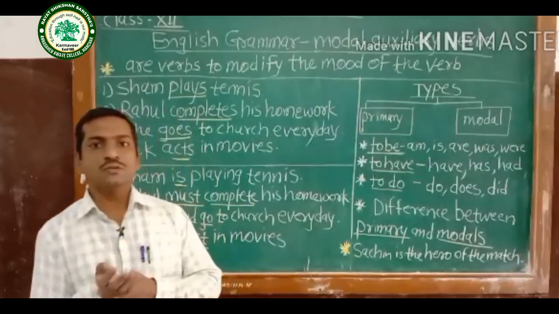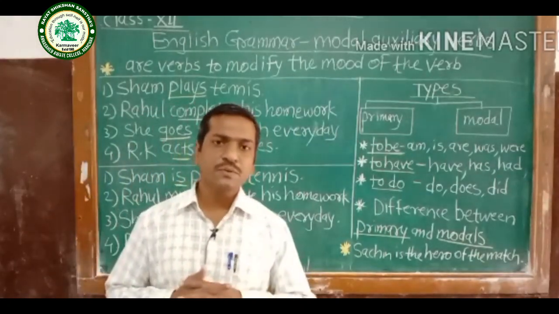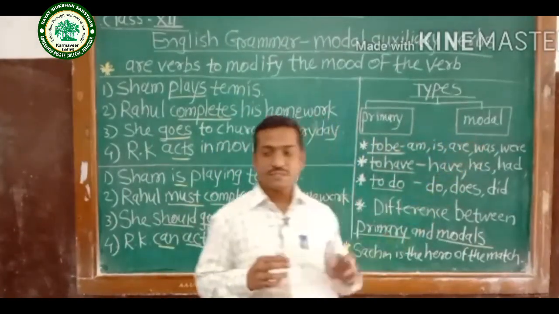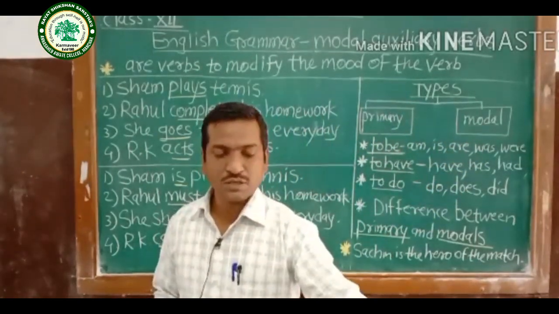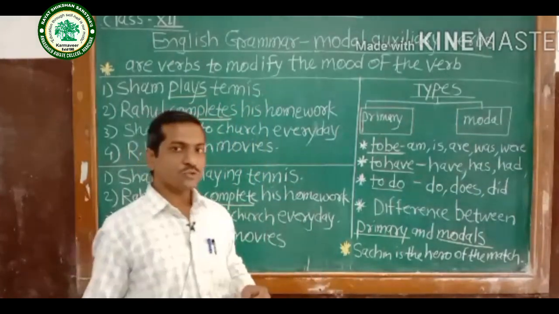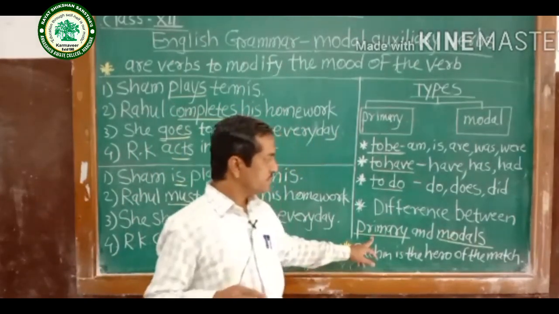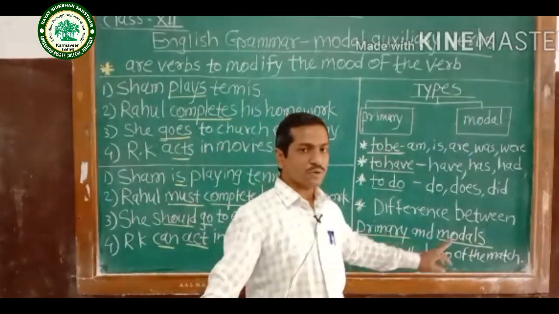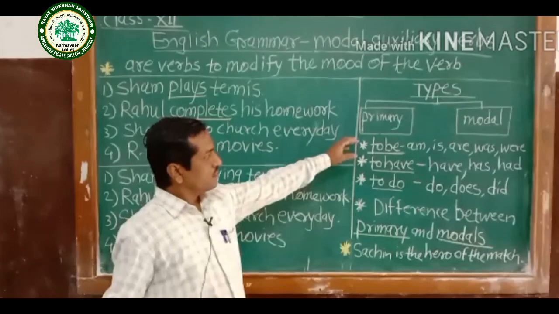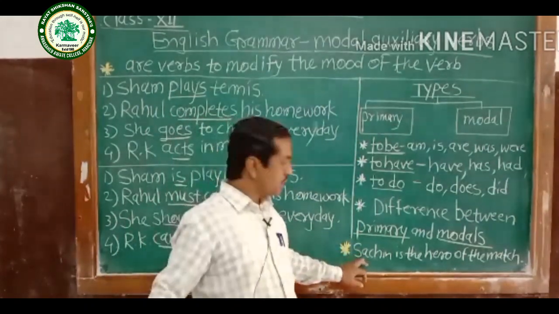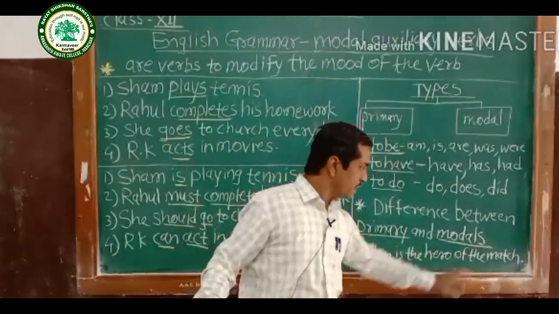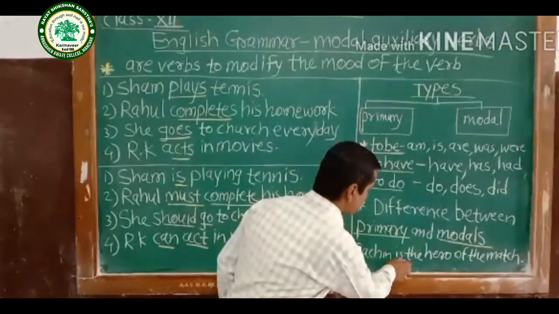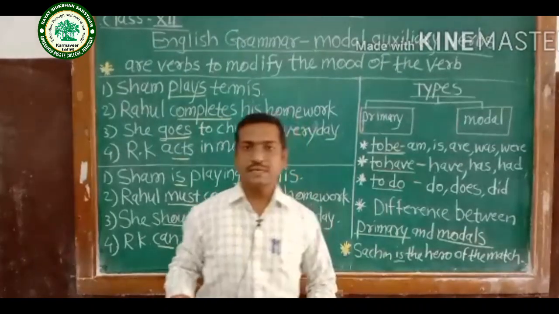Now, students, you may think, what is the difference between primary auxiliary verbs and modal auxiliary verbs? There is a basic difference, and we should know why they are classified into primary and modal auxiliary verbs. Let's know. I have given one example here: Sachin is the hero of the match. Can you find the main verb in this sentence? Yes, is is the main verb in this sentence.